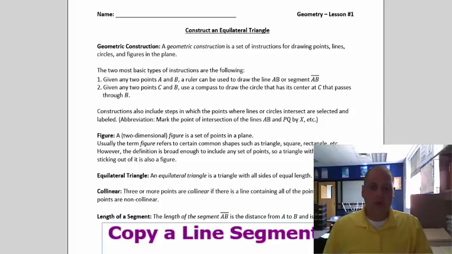Okay, so right here, I don't like to read stuff on the video because you can read, so I don't want to bore you with that, but there are some definitions here, some vocabulary, and that's a big part of geometry, understanding the terminology. So just read those over. You probably know most of those. One thing you probably never heard about is a geometric construction, which is a set of instructions for drawing points, lines, and circles and figures in a plane. So basically, the types of constructions we're going to do are with a compass and a straight edge. So anytime you see the word construction, you have to use a compass and a straight edge.